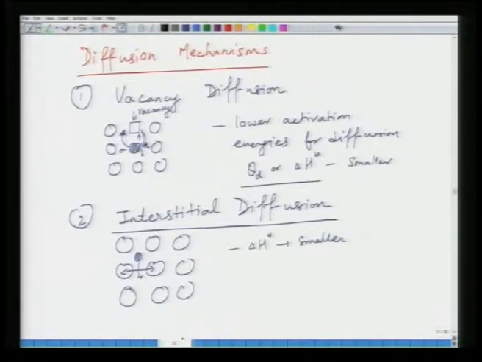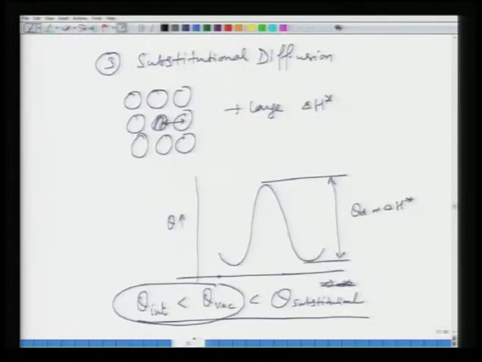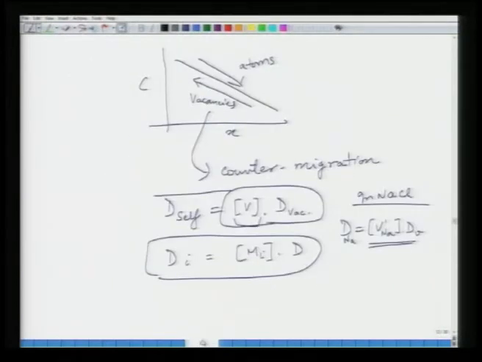And then we looked at various diffusion mechanisms, such as vacancy diffusion, interstitial diffusion, and substitutional diffusion. It turns out that among all these mechanisms, vacancy diffusion and interstitial diffusion have lower activation energy because of the least resistance offered by the lattice in the movement.